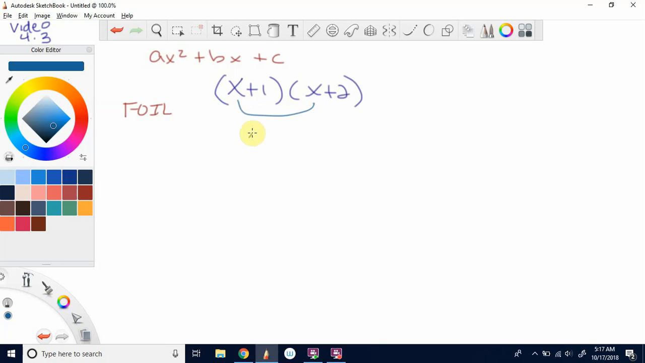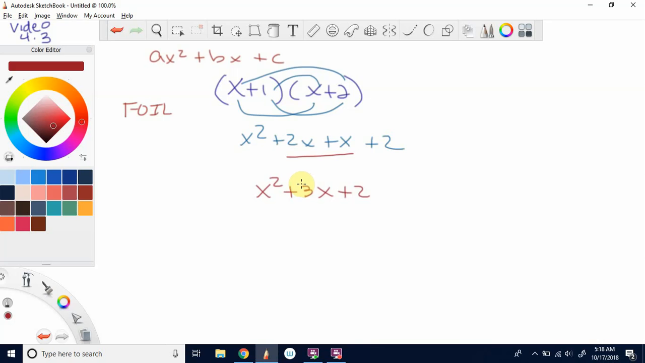First times first is x squared. Outer times outer is plus 2x. Inner times inner is plus x. And last times last is plus 2. When you do it in this order, you'll notice the two middle terms are like terms, so you combine those based on their signs. And then now we have an equation in standard form.